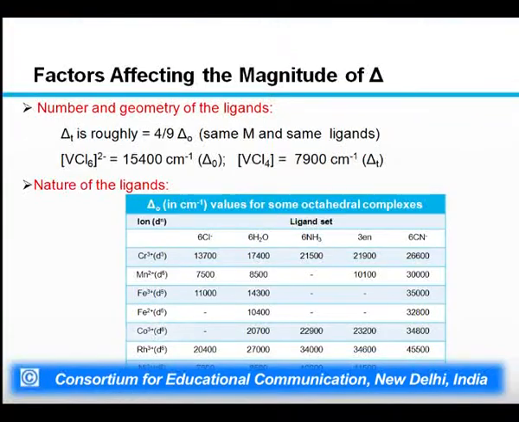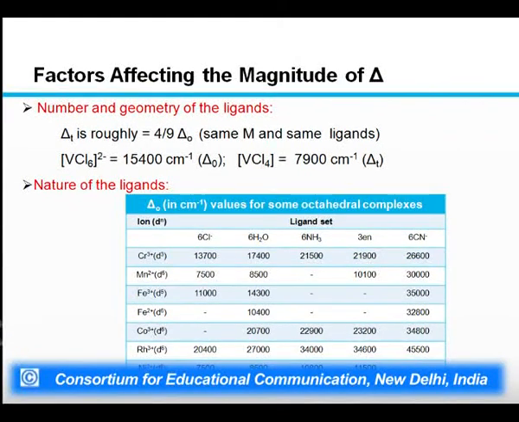The third factor, which is the number and the geometry of the ligand, we have already explored earlier, and we know that delta T is roughly equal to 4 by 9 delta naught when the metal and the ligands are same. The next factor is the nature of the ligands.